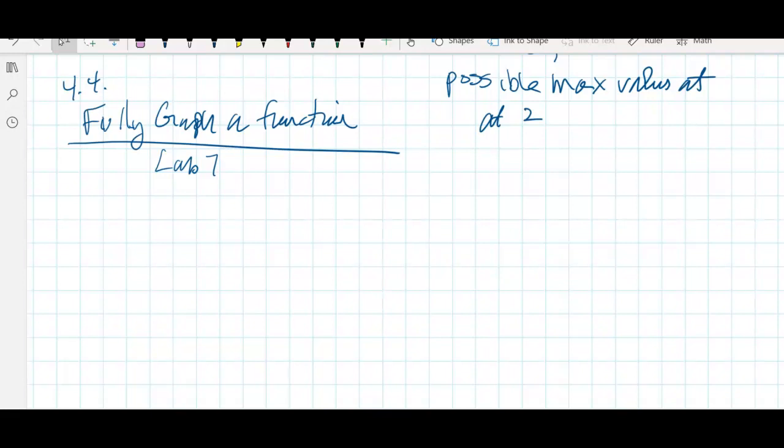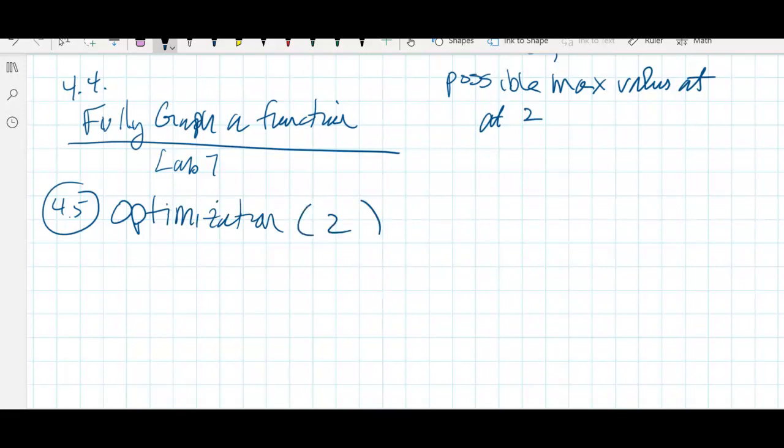All right, 4.5, optimization. You will have two. They will look like any of the ones we did in class or ones you have on your lab. That's what I can guarantee you. I'm not going to give you anything that's not very similar to something we did in class or something you did on your lab for the optimization problems, okay? And we just did those.